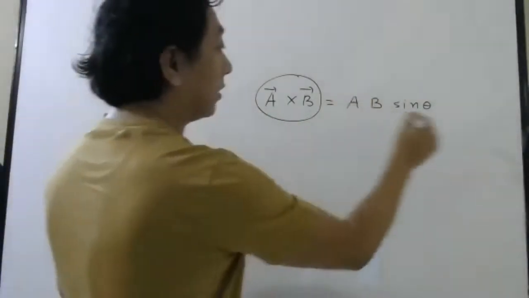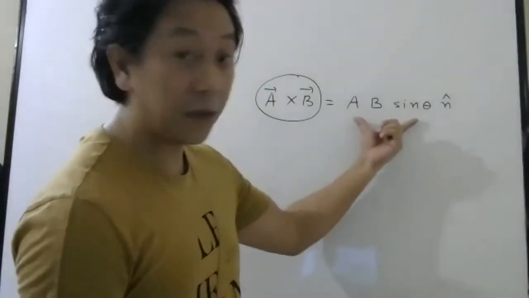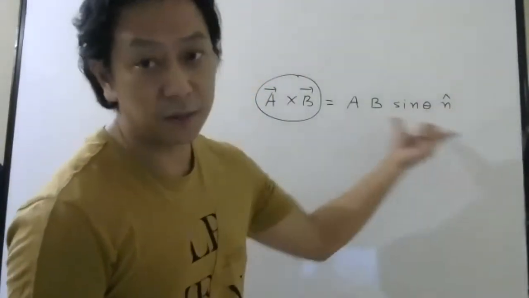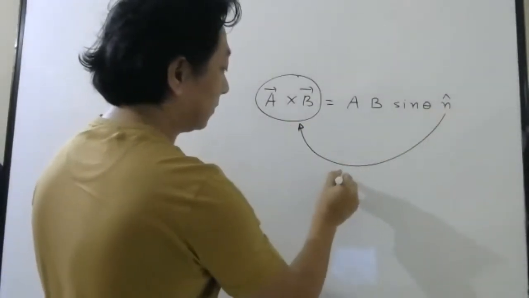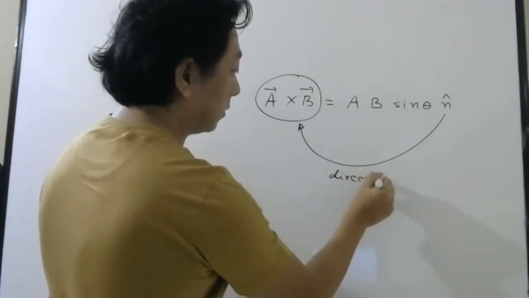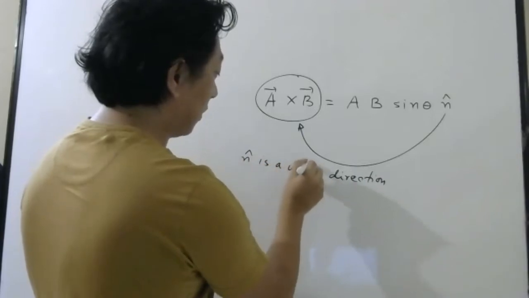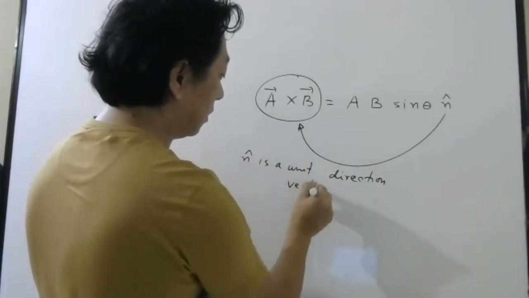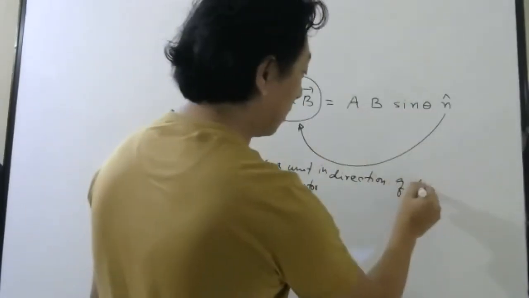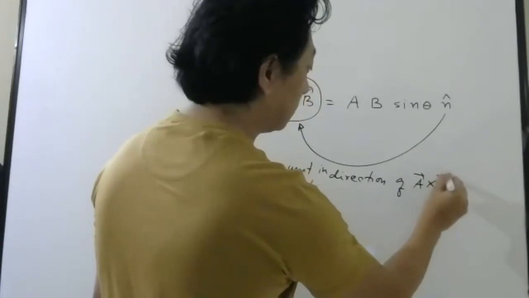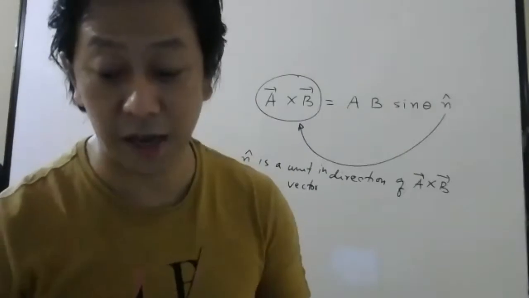So to make this a vector, we put a unit vector. Whenever you multiply a magnitude with a unit vector, it becomes a vector. And n cap should be in the direction of this vector. So n cap is a unit vector in the direction of not a bar, not b bar, but a bar cross b bar. So you have to learn how to find the cross product of two vectors direction wise.